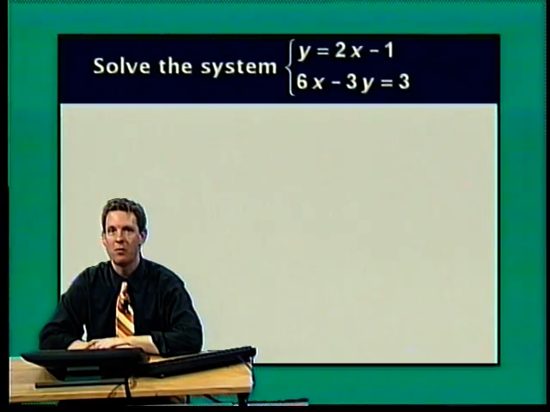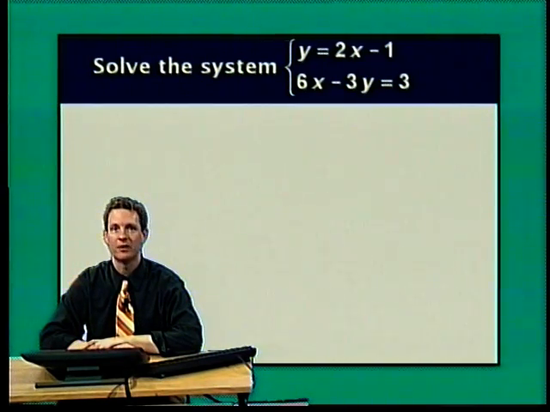Let's solve the system y equals 2x minus 1 and 6x minus 3y equals 3. There's something new and different about this problem from the examples you've seen Candace and Ann work. We weren't told the method to use to solve the system. We have three common methods to choose from: the graphing method, the substitution method, and the elimination method. I generally stay away from the graphing method for all sorts of reasons that I'm going to discuss later on. So I'm going to pick between the substitution method and the elimination method.